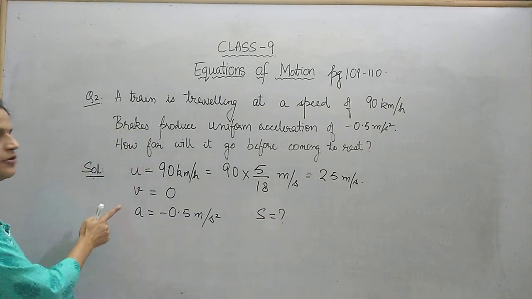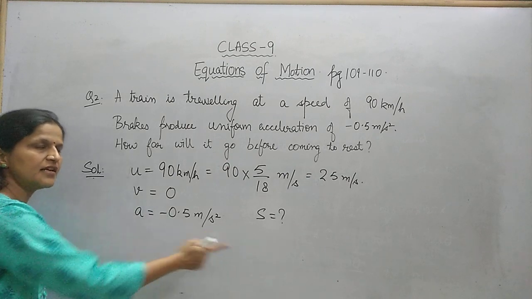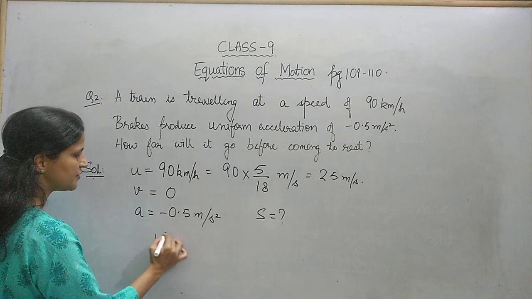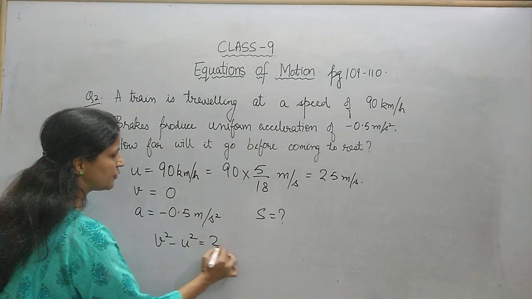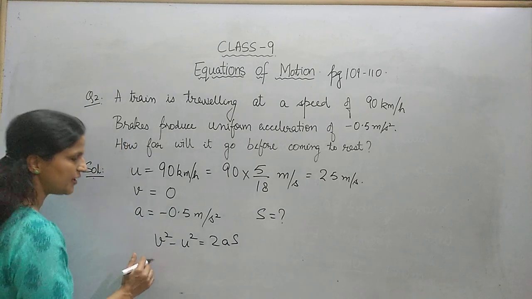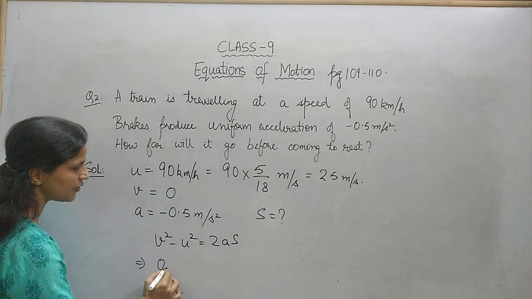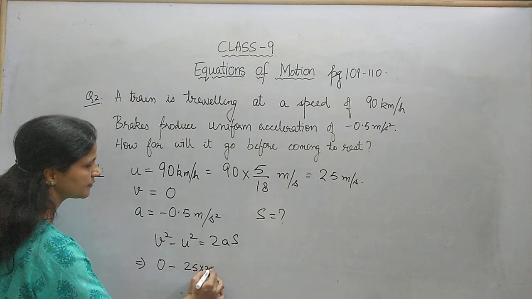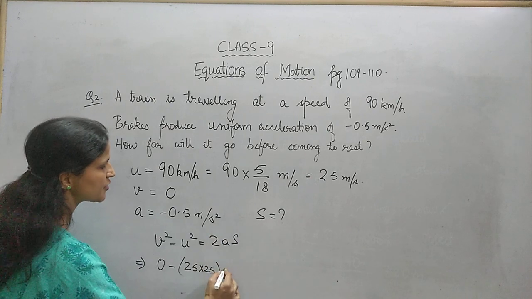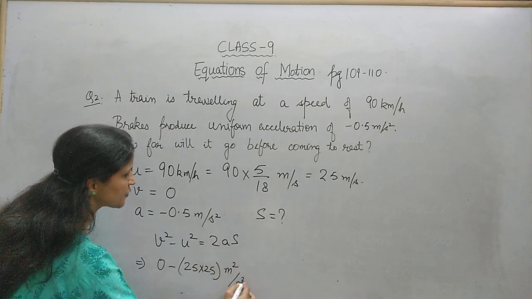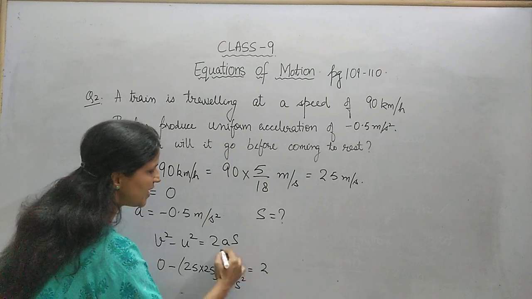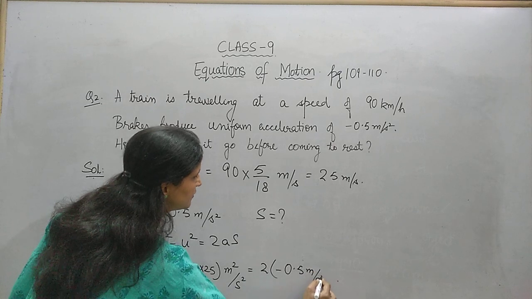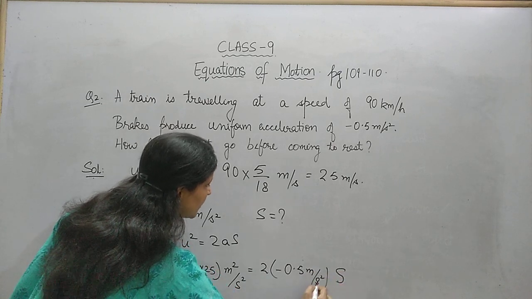So we have u, v, a and s. Equation which relates u, v, a and s is the third equation, that is v square minus u square is equal to 2as. So put the values here, v square will be 0, u square will be 25 into 25 and the unit will also be squared, that will be meter square per second square. 2 remains as it is, a will be minus 0.5 meter per second square and s we have to find.